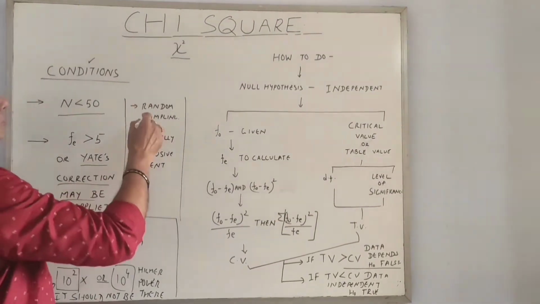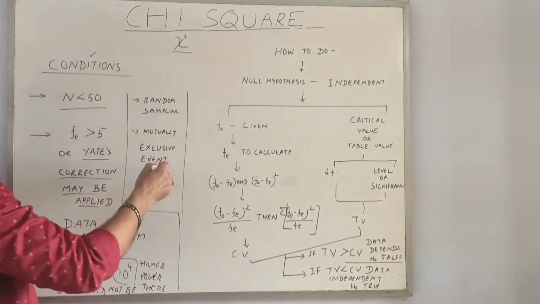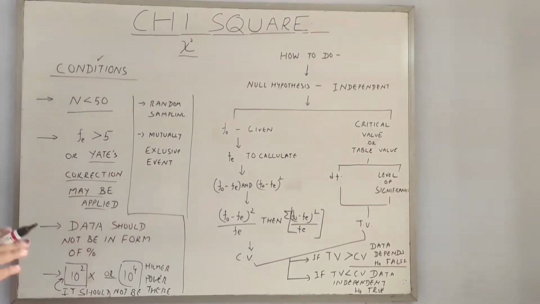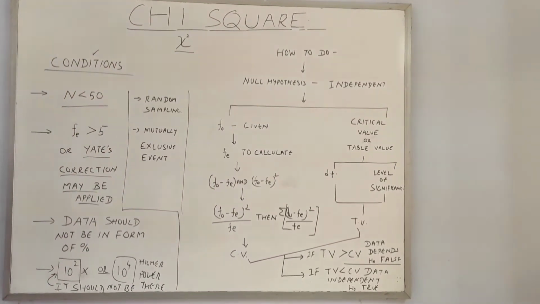Then the data should come out of random sampling. The data should be mutually exclusive of each other. So these are some of the conditions where chi-square test is applied.